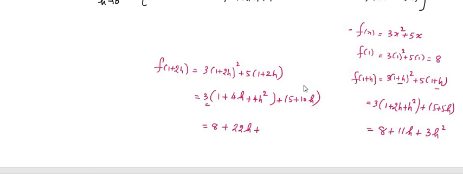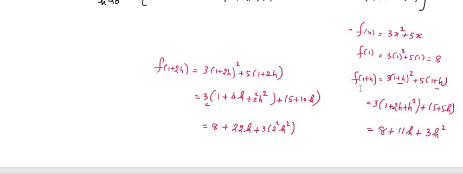Or even I can write this 4 as 2 square itself. Then you can find the pattern very easily. Instead of squaring this one, if I write 2 square, then I can write 3 into 2 square h square. There are no other h square terms. Therefore 3 into 2 square h square. Now just observe the pattern.